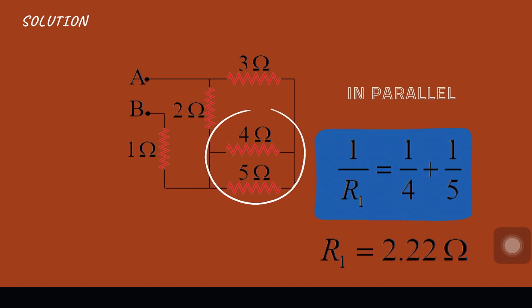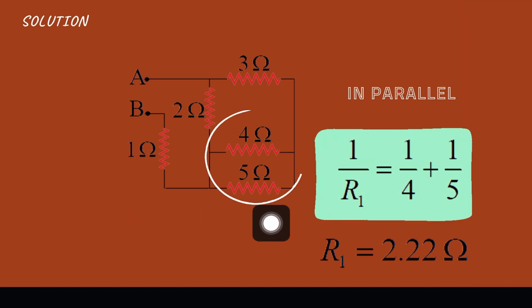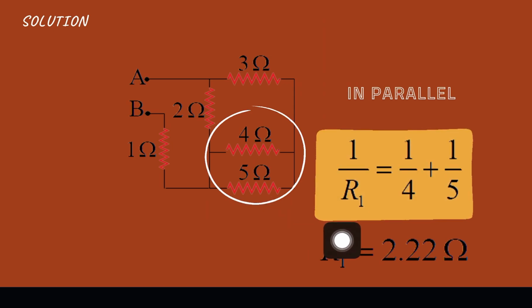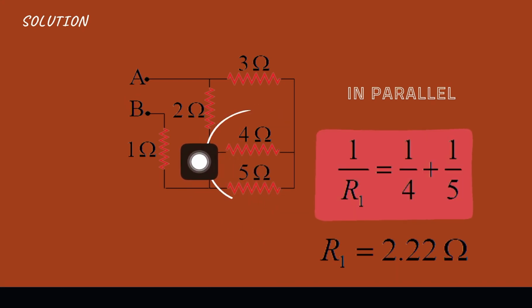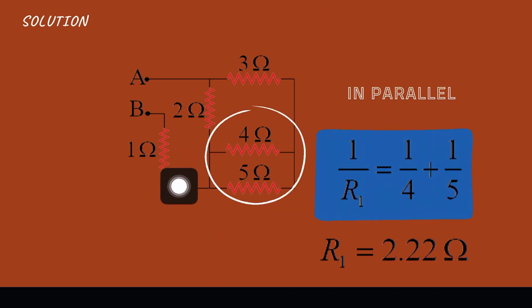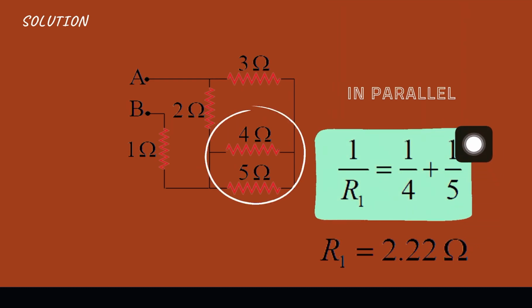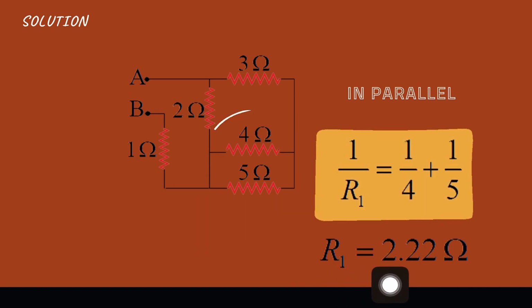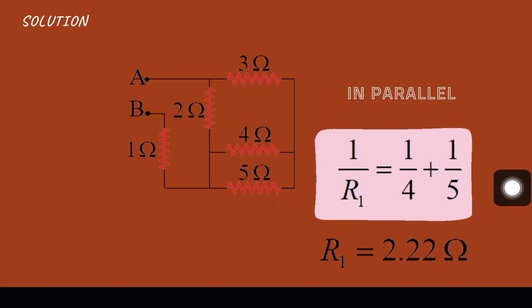So how do we find the effective resistance for this circuit? We have AB for the terminal, and we need to start from the back of the terminal. It is a 4 ohm and 5 ohm resistor, and these resistors are connected in parallel. You can see the junction here. So 1 over R1 equals 1 over 4 plus 1 over 5. We name it R1, and we get R1 equals 2.22 ohm.